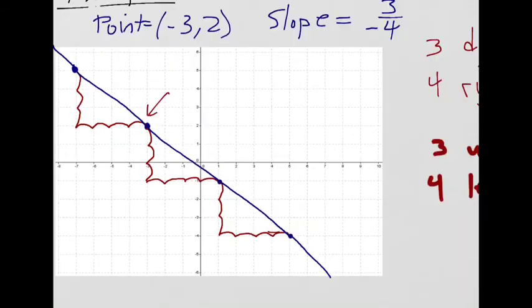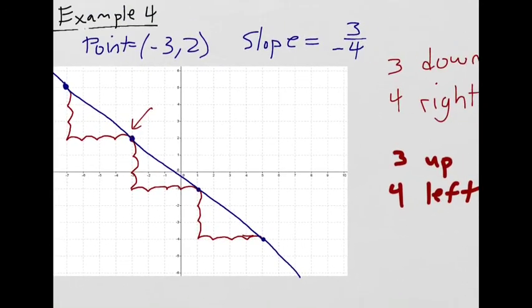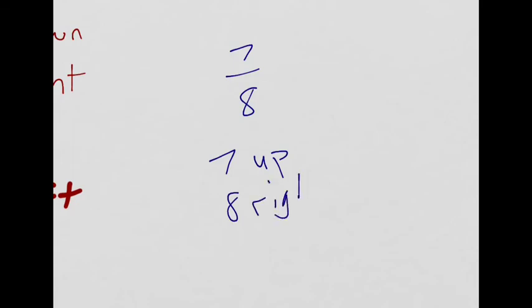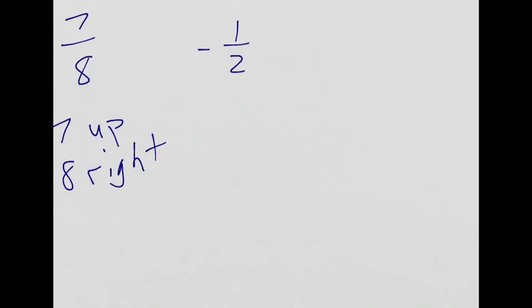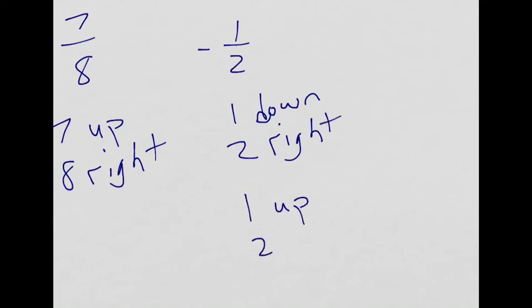So can you see how a slope gives you a set of directions? Can you tell me the directions that this slope communicates? 7 over 8. What would that mean? 7 up, 8 right. Okay. What about negative 1/2? 1 down, 2 to the right. What's another way of writing it though? 1 up, 2 left. Either of those will work.